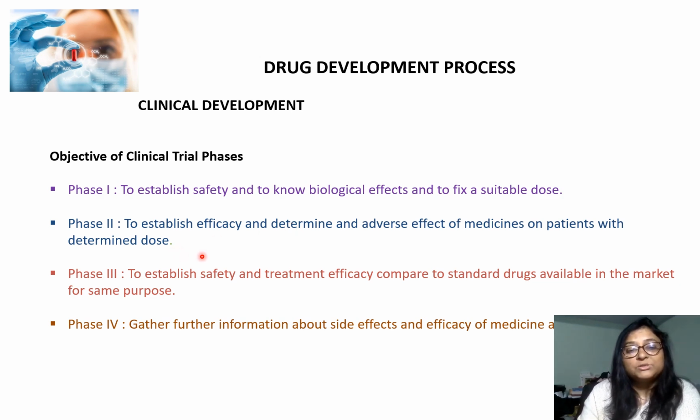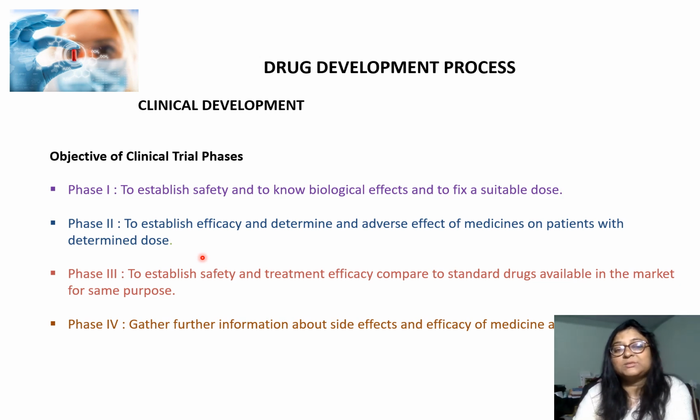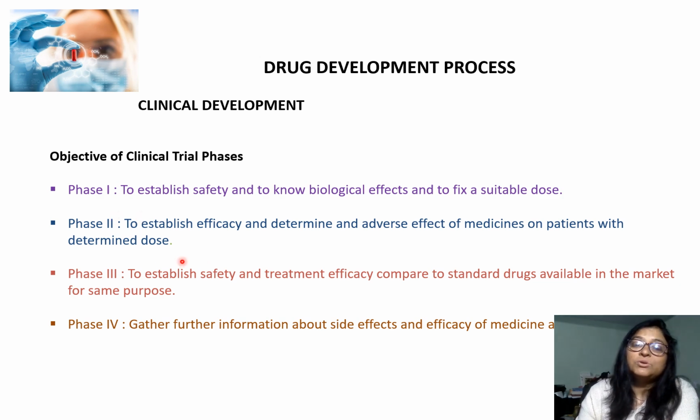Now what is phase 2? It is basically to establish the efficacy and determine the adverse effects of the medicine on patients with the determined dose. So what is the efficacy level of the dose fixed in phase 1, and is there any adverse effect or any small side effect of that particular medicine? All these things are established in phase 2.